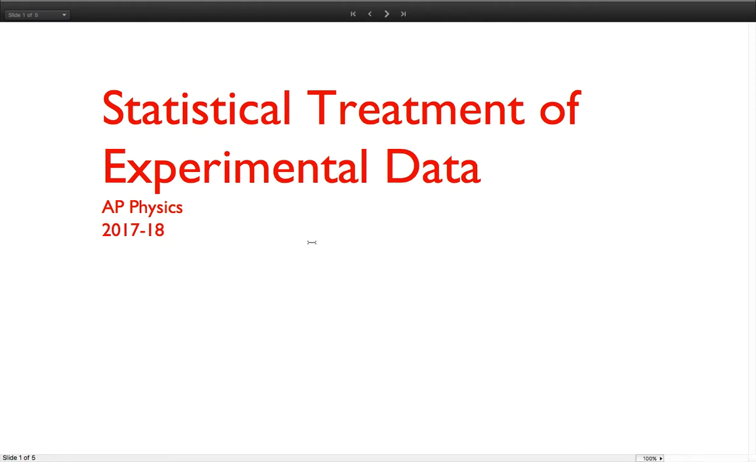Okay, here we're going to look at how do we treat experimental data. We're going to assume that we do an experiment multiple times and we collect data. For an example, we might measure, which is what you're going to do, measure the period of a pendulum several times. You will not get the exact same value for the time during each trial.